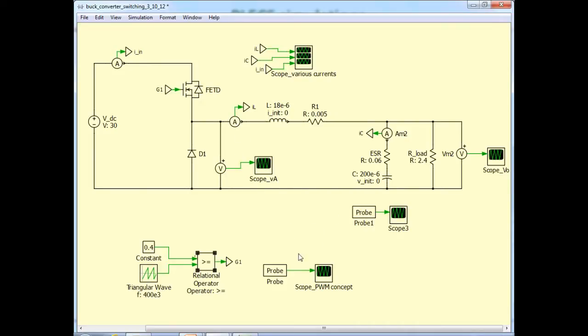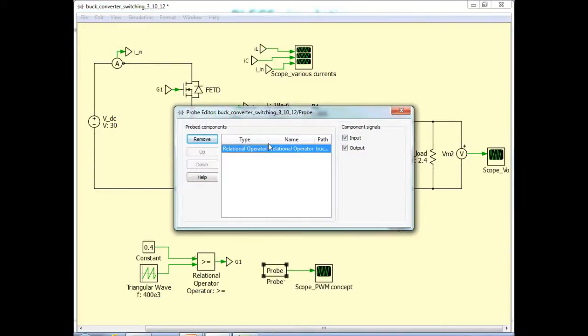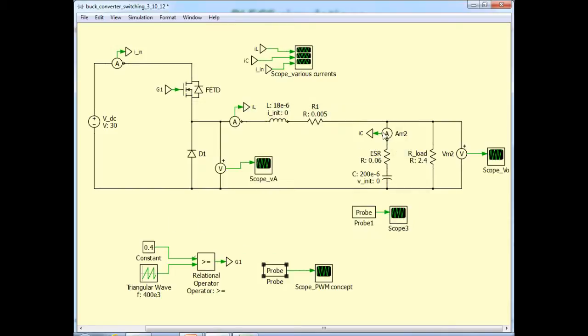The other method is to use this part called probe. You can drag and put any of these parts that we want, the voltages and currents and other signals. So in this example, I will put this relational operator inside this probe part, so I can look at both the inputs as well as the output simultaneously from this probe block. Okay, so let's run the simulation and look at the various waveforms.